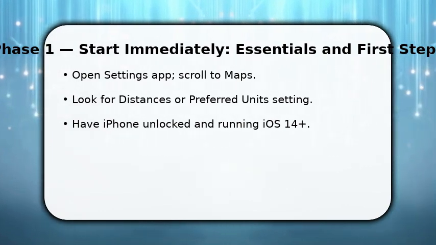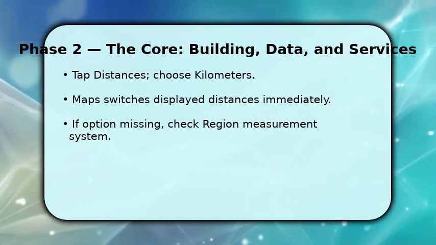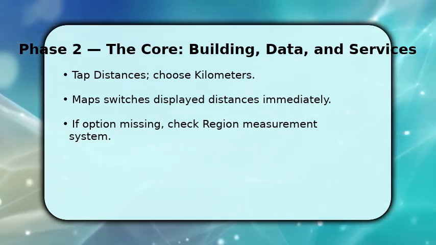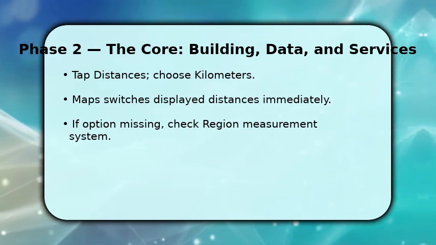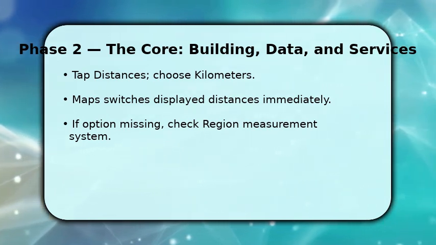Now tap Distances and choose Kilometers. This tells Apple Maps to show kilometers instead of miles. You'll see distances change right away in previews. That visual feedback confirms the switch.